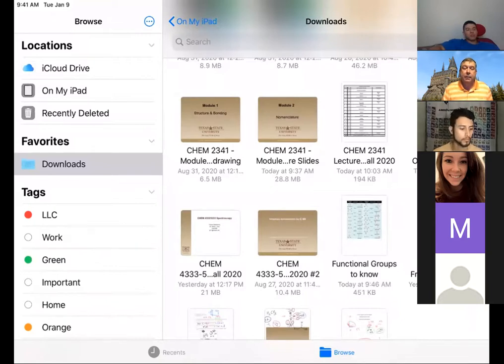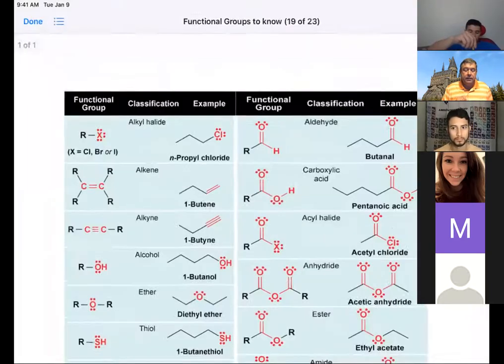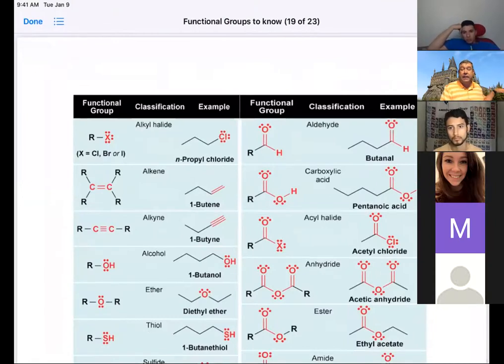And then the last thing I uploaded to Canvas is this one right here. And this actually comes out of the reading assignment.